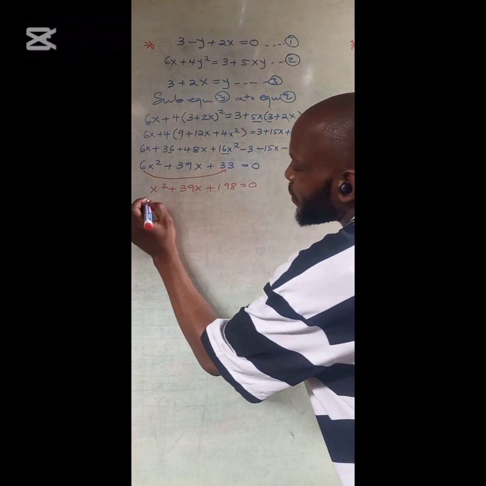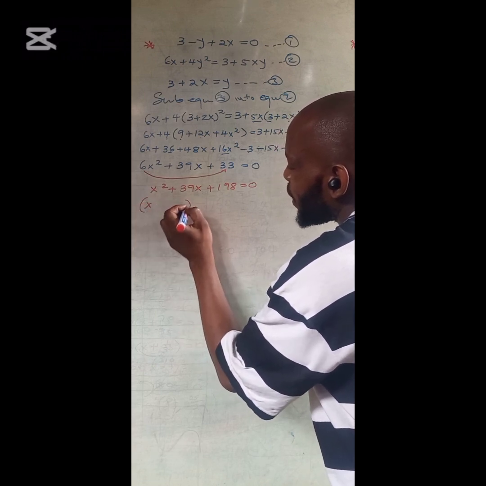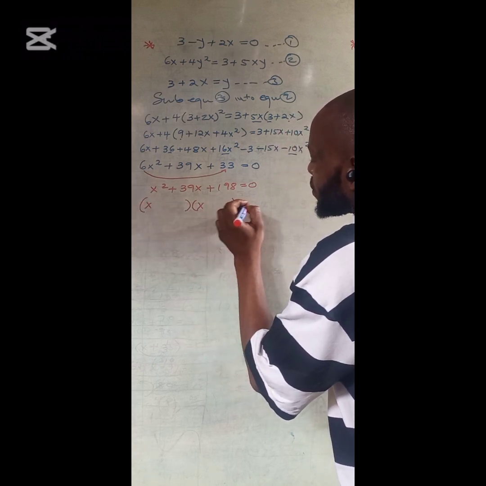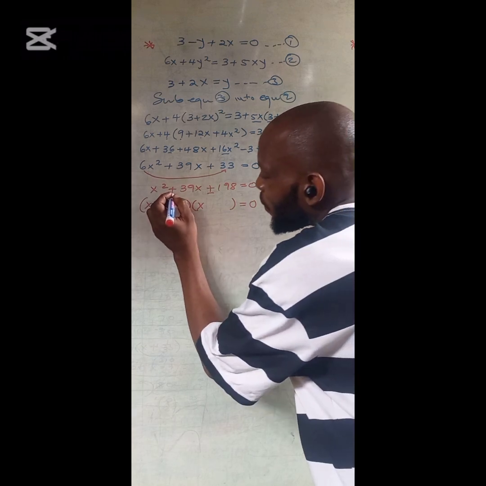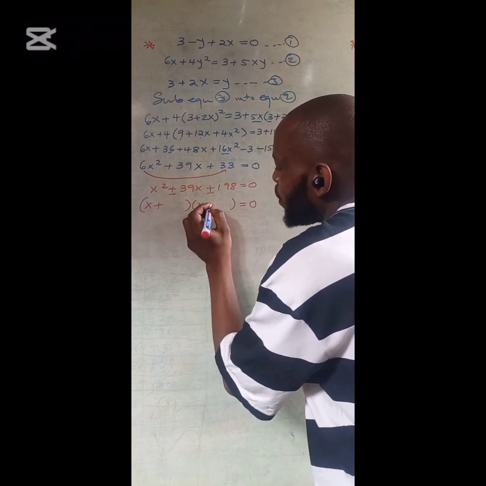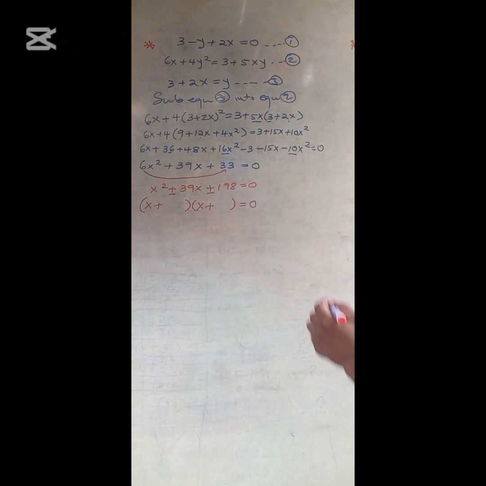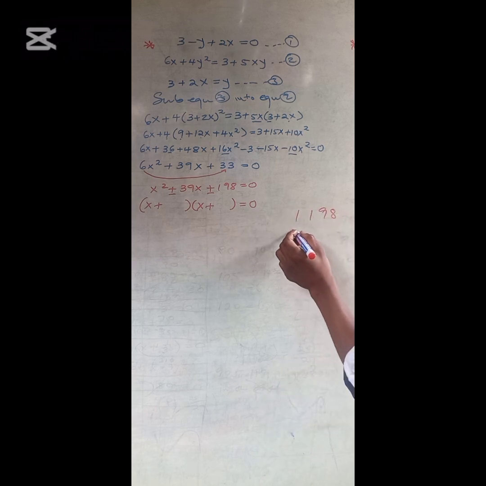Okay, now the factors of the first term are x and x. The last term is positive, so our signs are going to be the same. How are they going to be? They are going to be positive. So now the factors of 198: it's 1 and 198. 198 divided by 2, it will say 99. 198 divided by 3, it will say 66.